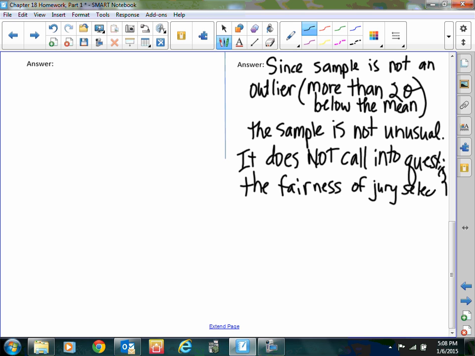selection process. All right, so I want you to finish this assignment, and you only need to do the proportion problems, not the ones that are for the means.